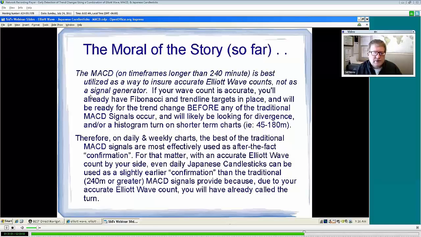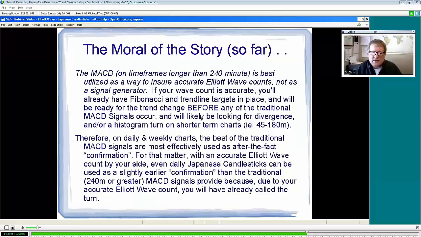So the moral of the story so far: the MACD on time frames longer than 240 minutes is best utilized as a way to ensure accurate Elliott wave counts, not necessarily as a signal generator. We've already determined that even Japanese candlesticks give a quicker signal than the MACD on a daily or longer time frame. So if your wave count is accurate, and I'll show you how to use the MACD to give you much more confidence in your wave count, you'll already have Fibonacci and trendline targets in place, and you'll be ready for the trend change before any of the traditional MACD signals occur. And we'll be looking for divergence and/or a histogram turn on shorter term charts, 45-minute to 180-minute charts.